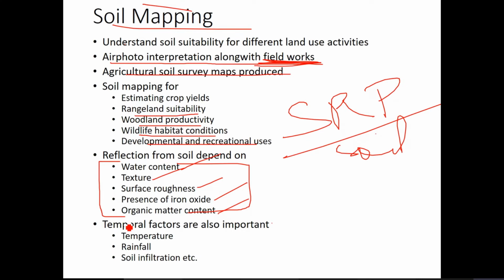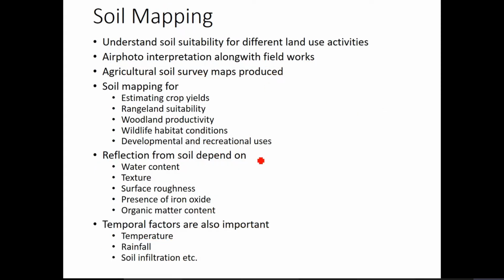Then you should also consider the temporal factors when you are mapping soil, like temperature, rainfall, soil infiltration, etc. Based on the soil permeability, maybe the soil may stay wet for a longer period of time. Maybe torrential rainfall will keep the soil wet for a longer period of time. So the spectral reflectance pattern of that soil along with the water might be different from the spectral reflectance of that soil when it is in its dry condition, right? So temperature, again, wet soil has to get devoid of its water content, if you need to identify and clearly correlate it to this SRP of a particular type of soil, right? So all these temporal factors are also very important during soil mapping.